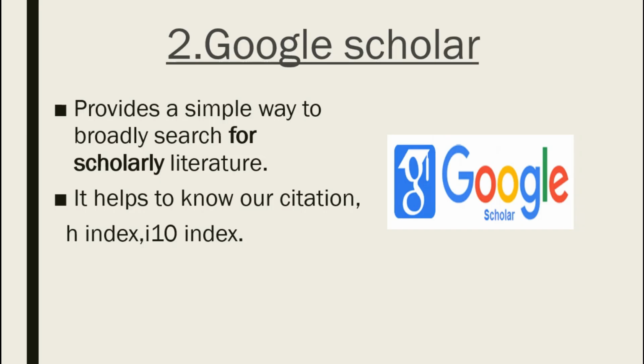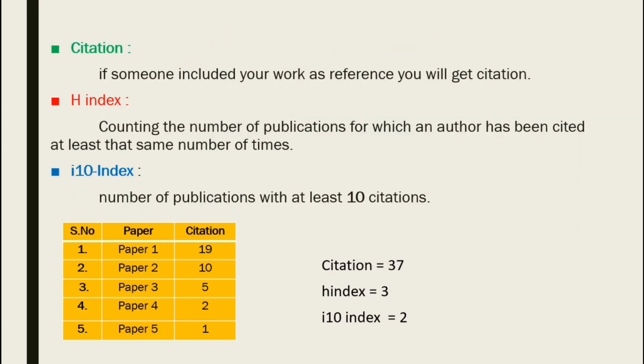The second one is Google Scholar. It provides a simple way to broadly search for scholarly literature. It helps to know your citation, H-index, i10-index. If someone included your work as a reference, you will receive a citation. H-index is counting the number of publications for which an author has been cited at least that number of times.